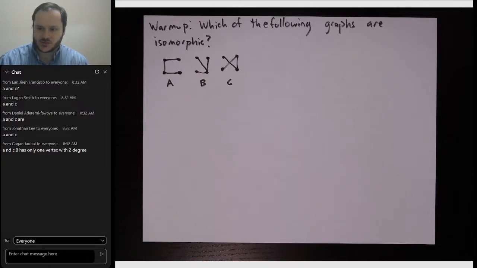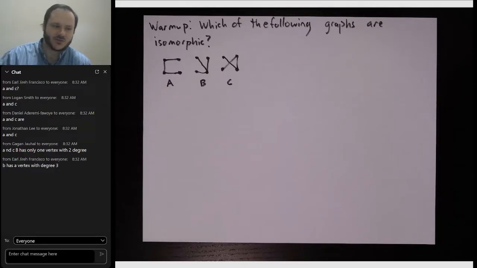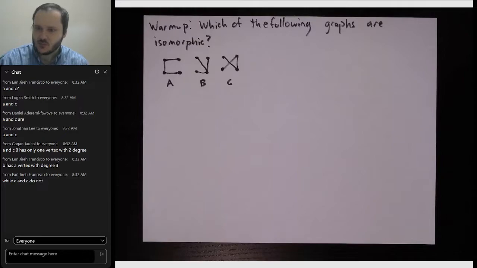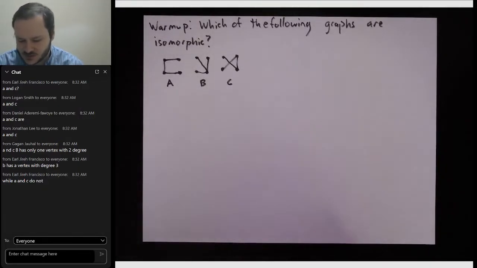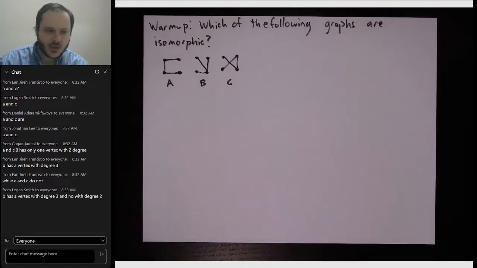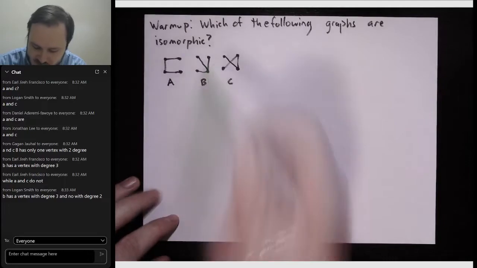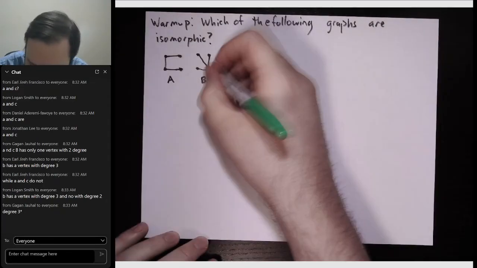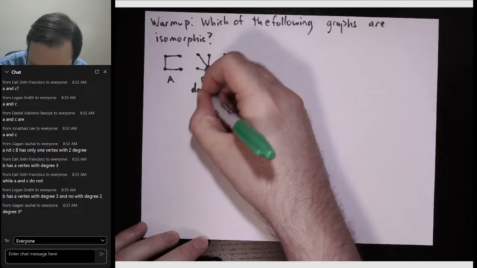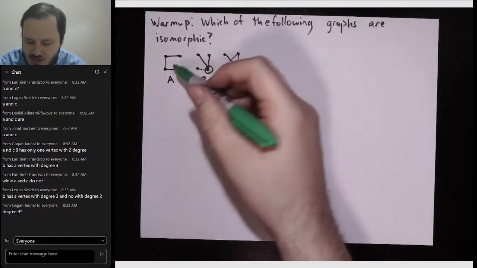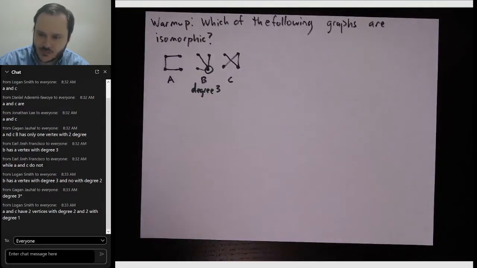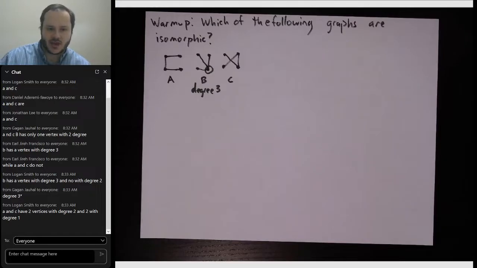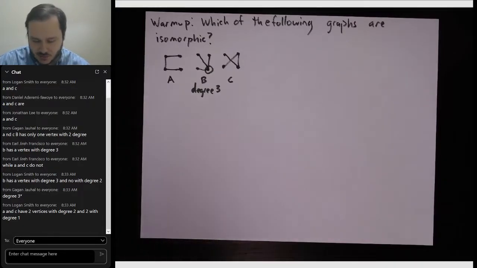B only has one vertex with degree 2. Got the right idea, but I don't agree that it only has one vertex with degree 2. I don't think it has any vertices of degree 2, but I guess only one vertex with degree at least 2 would be true. But yeah, so all three of these graphs have 4 vertices and 3 edges. But if we look a little bit closer, B has a vertex of degree 3, which is a unique property. So this one, this degree is 3. And we don't see degree 3 vertices in A or C. So that's enough to disqualify it from being isomorphic, even though same number of vertices, same number of edges.